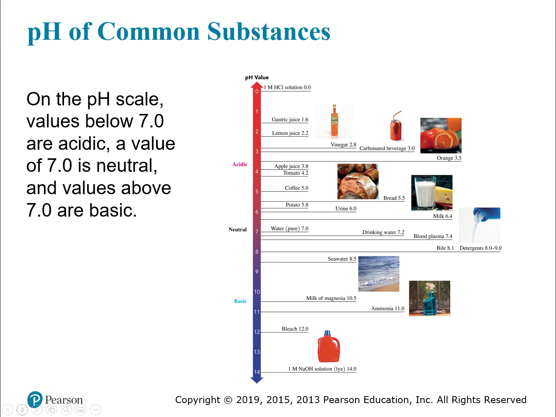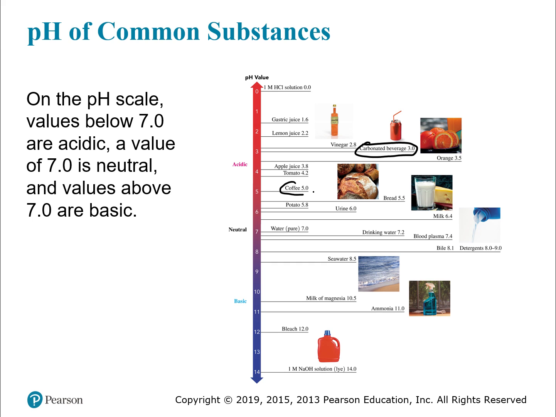And this just talks about some of the common things that you encounter, like different types of juice, coffee, bleach, other cleaning solutions, and things of that nature, to give you an idea of where these things fall on the pH scale. If you really enjoy carbonated beverages, you should know that they are quite acidic at around pH 3. So please be careful, take care of your teeth.